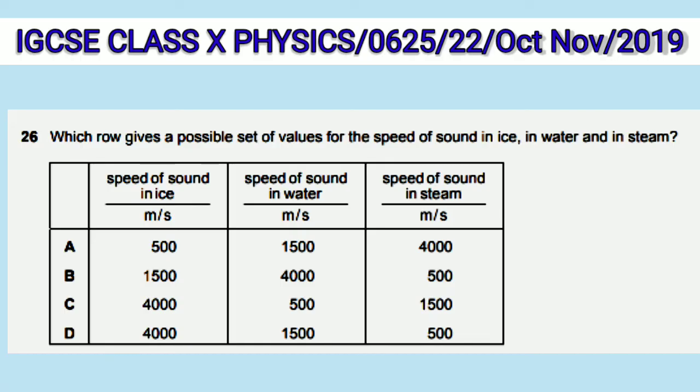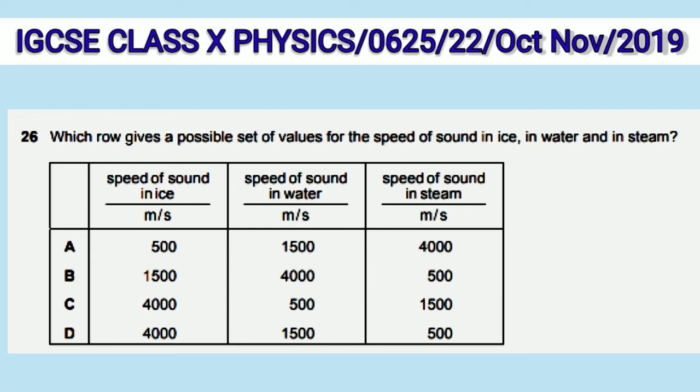Question 26. Which row gives a possible set of values for the speed of sound in ice, in water and in steam? We are given three media: ice which is solid, water which is liquid and steam which is gaseous. We know speed of sound is maximum in solids, then in liquids and then in gases. So the correct answer is option D.